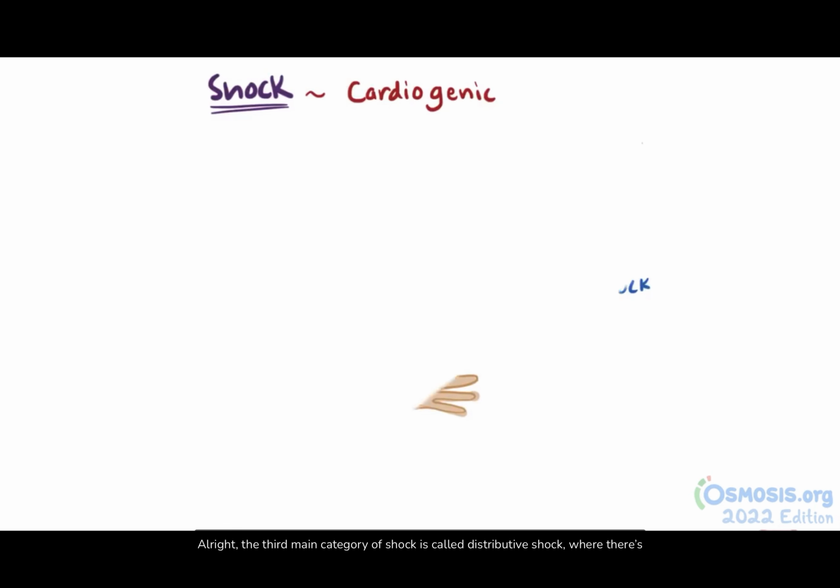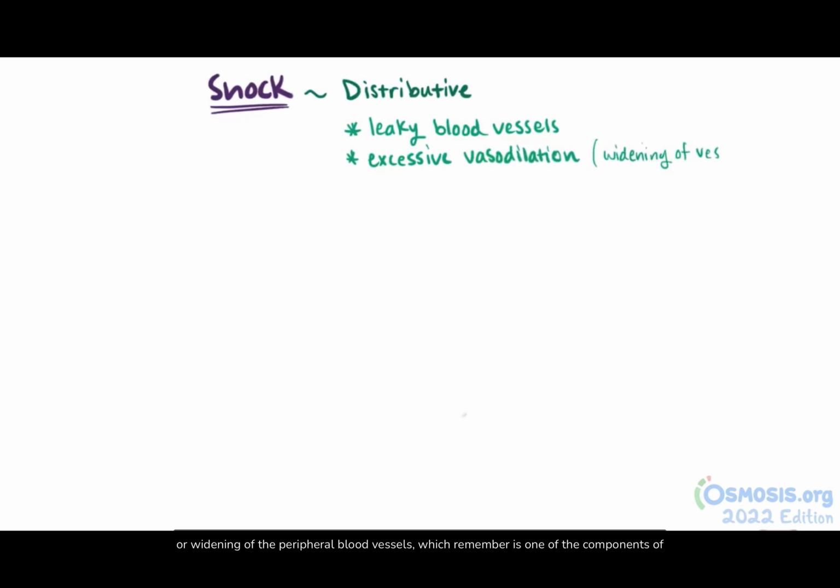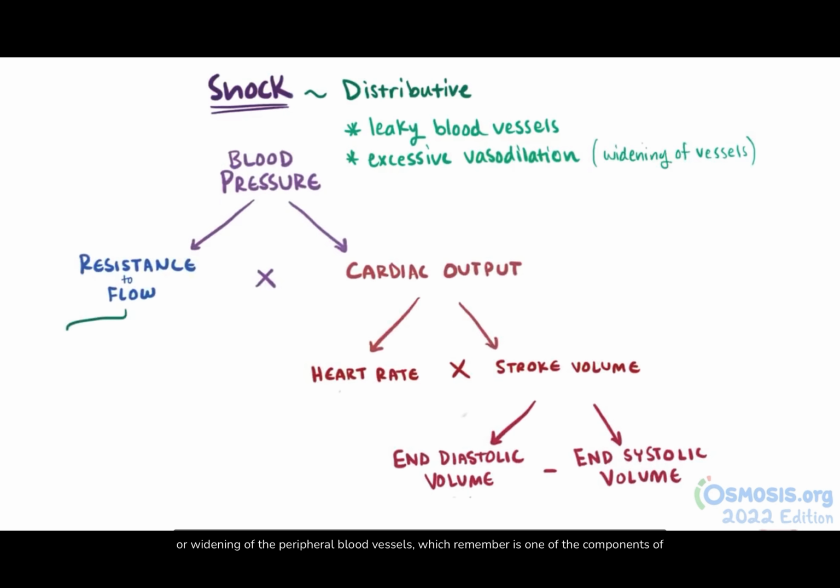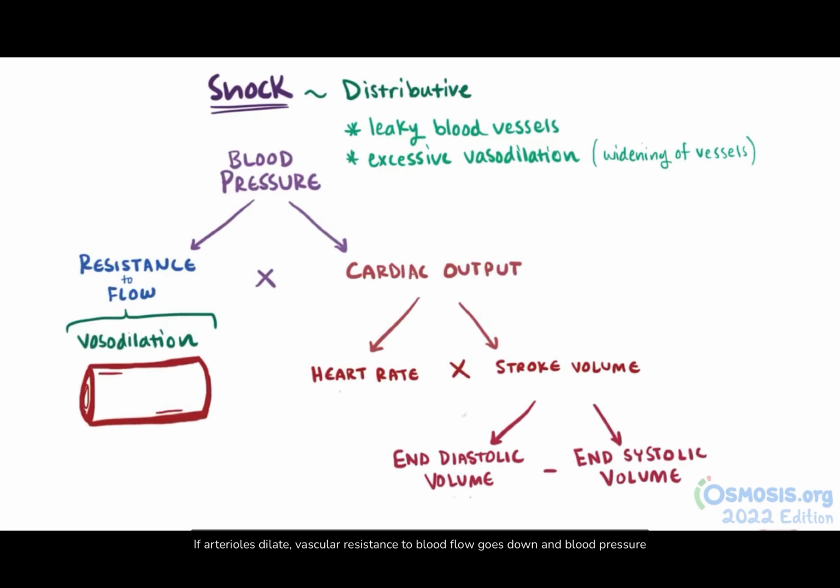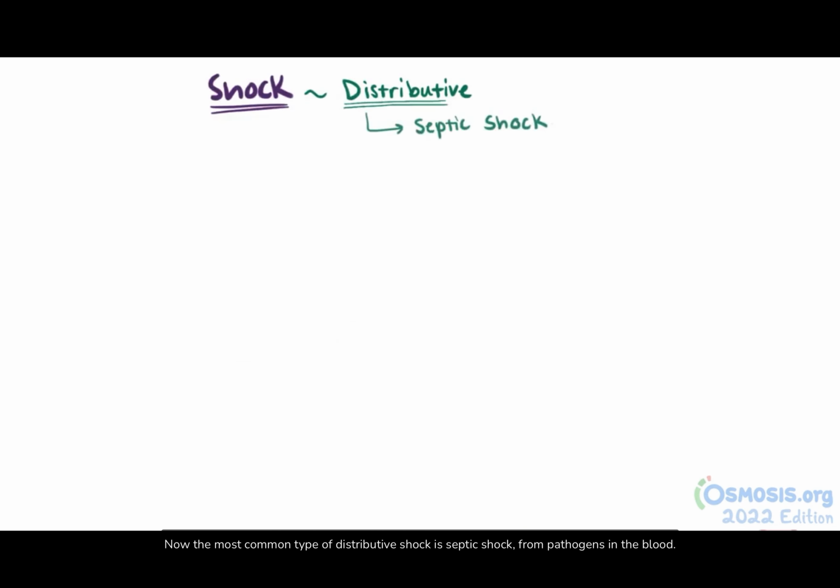Alright, the third main category of shock is called distributive shock, where there's typically a leakiness of blood vessels and an excessive amount of arterial vasodilation, or widening of the peripheral blood vessels, which remember is one of the components of vascular resistance. If arterioles dilate, vascular resistance to blood flow goes down and blood pressure goes down, leading to less perfusion and distribution of blood to organs and tissues. Now, the most common type of distributive shock is septic shock, from pathogens in the blood.